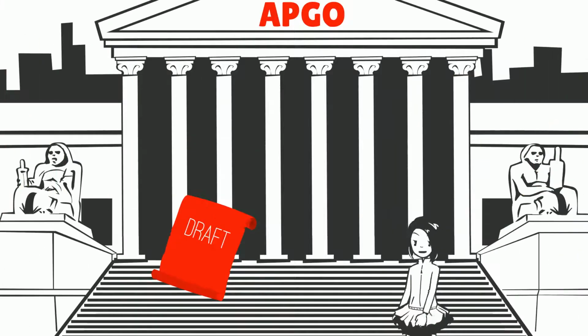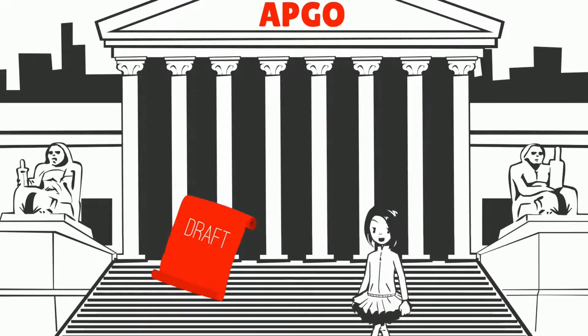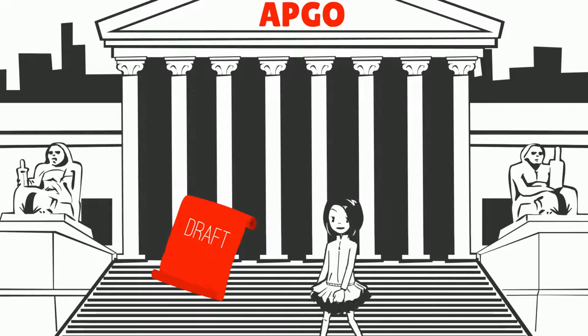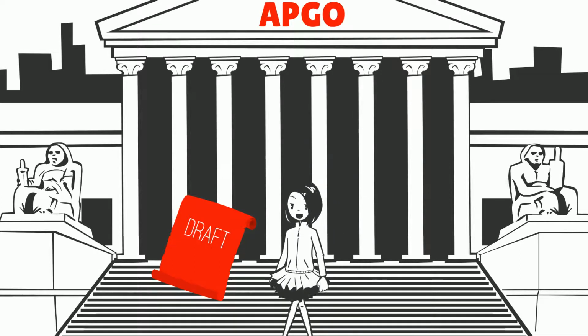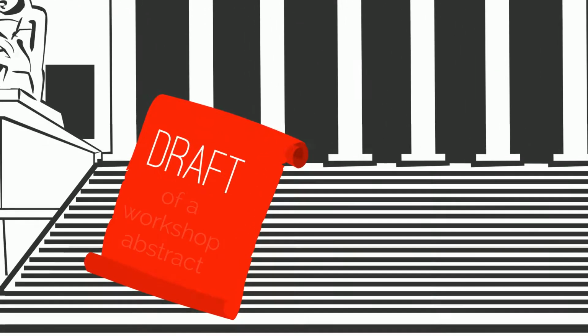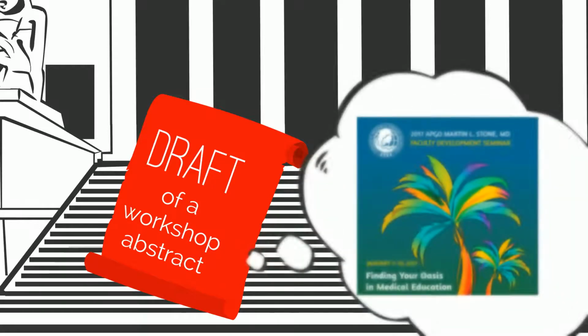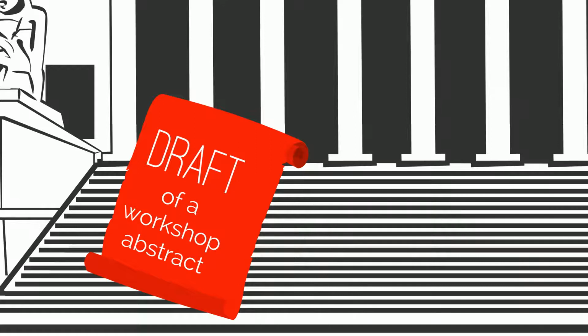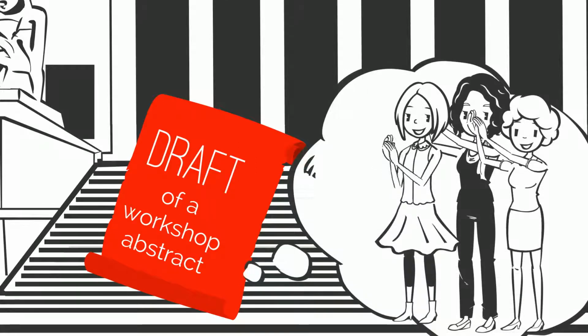Wow, you sure have to climb a lot of steps to get into this APGO Capitol building here in Maryland, but I wonder who that sad little scrap of paper is. I'm just a draft. Guess I'm only a draft of a workshop abstract, and I'm sitting here on APGO's Capitol Hill. Well, it can be a long, long journey to a faculty development session workshop abstract that I know will attract participants. Who's got my back?